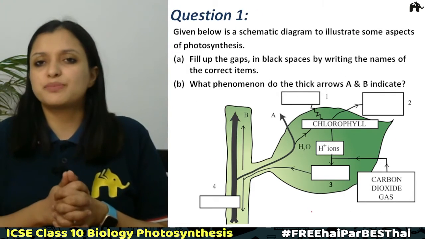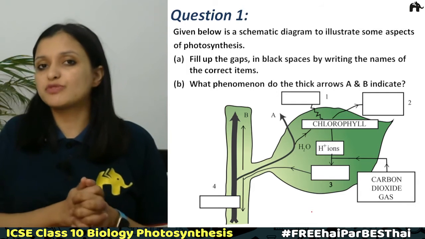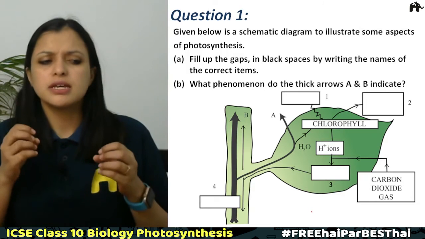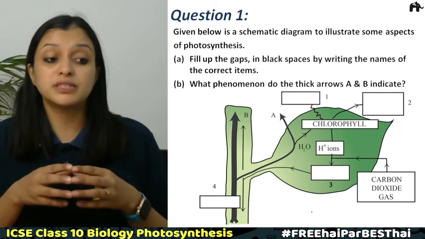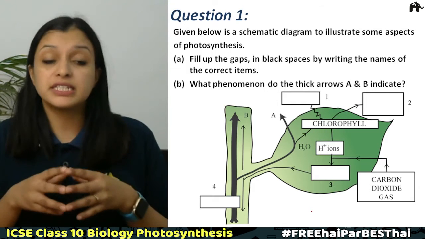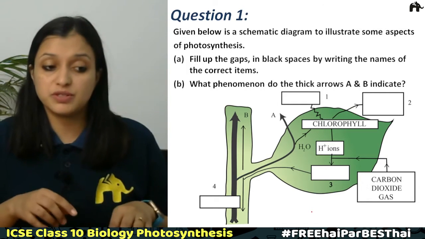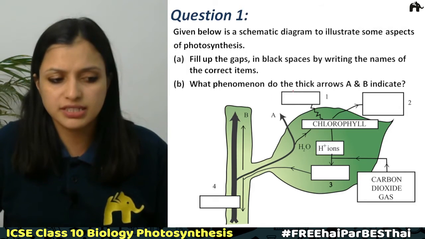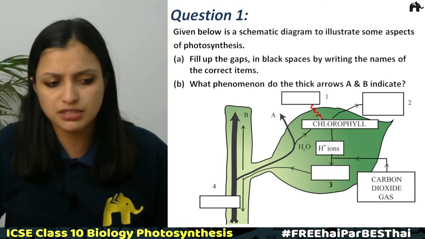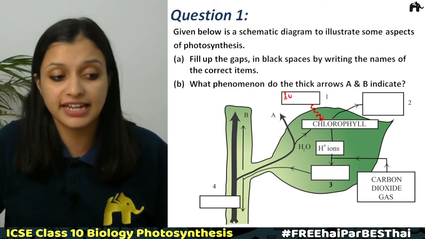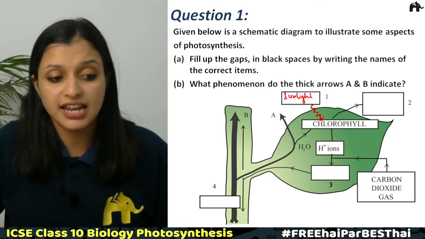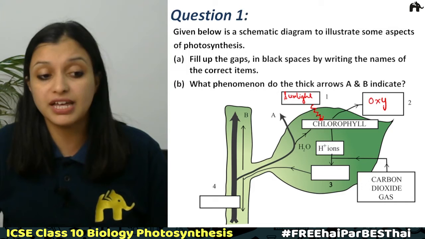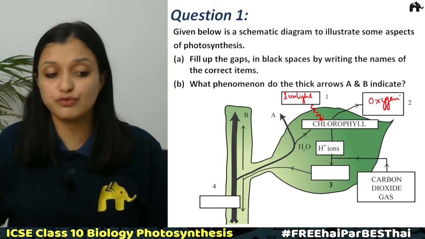So now, since our chapter is complete, it is time to talk about some of the questions. Question number 1: given below is a schematic diagram to illustrate some aspects of photosynthesis. Fill up the gaps in the blank spaces by writing the names of the correct items, right? So this is what is being shown, that is photosynthesis. What is coming in here? This represents sunlight. Now what is being given out from here? Oxygen gas is given out during photosynthesis.